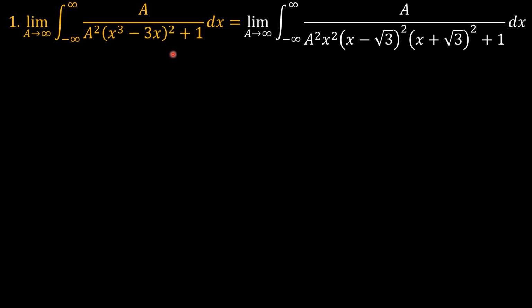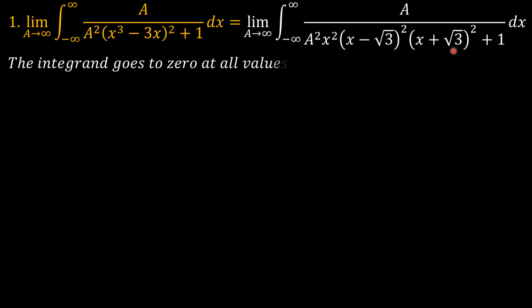And it's going to be crucial because, as we see here, this integrand tends to 0 at all points except when x is 0, or when x equals root 3, or x equals negative root 3. So what this tells us is that we have a Dirac delta-like function at these points. And so our integration is going to be focused at x equals 0, x equals positive root 3, and x equals negative root 3.